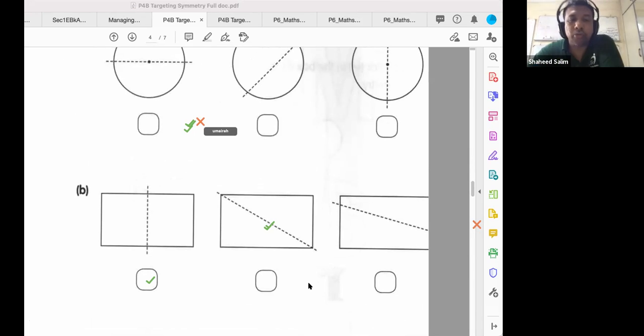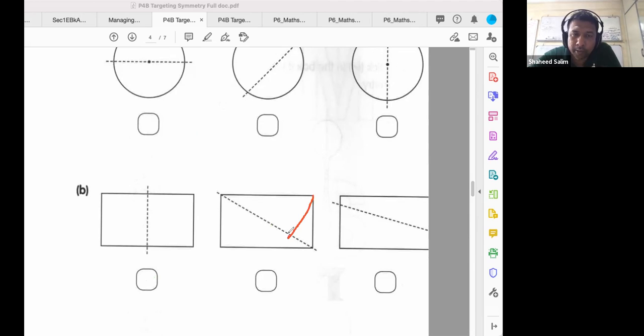Okay, so now how to do this second one? Is it symmetrical or not? You use a ruler. You measure from here to here, how many cm? Then you try from here to here. There's nothing down here. This one is not symmetrical. I measure from the line. There's 2 cm. I measure 2 cm here. There's nothing. So this is not symmetrical.